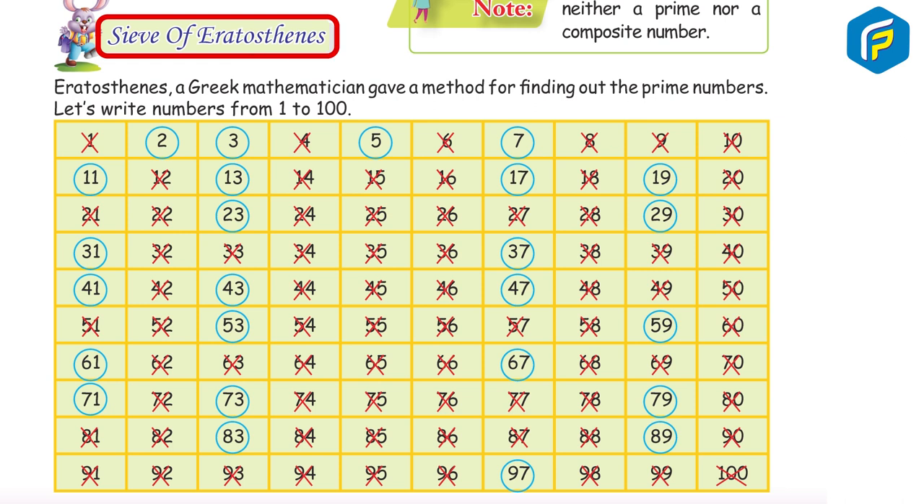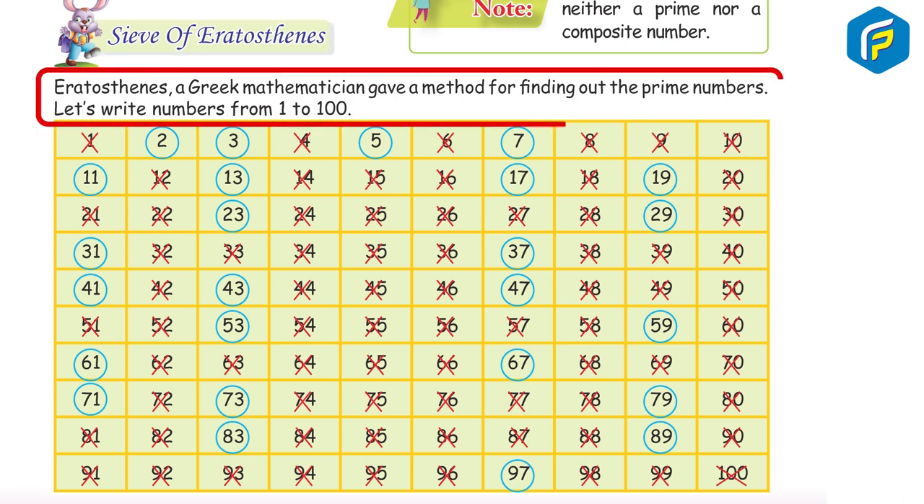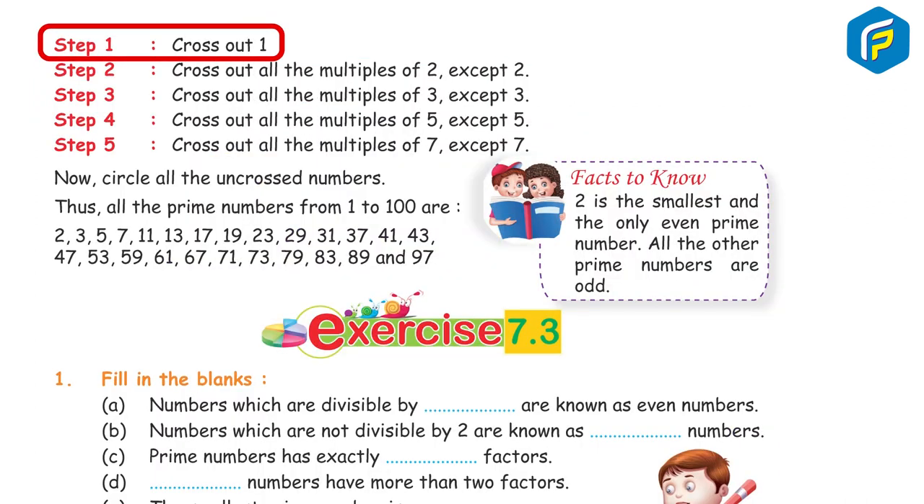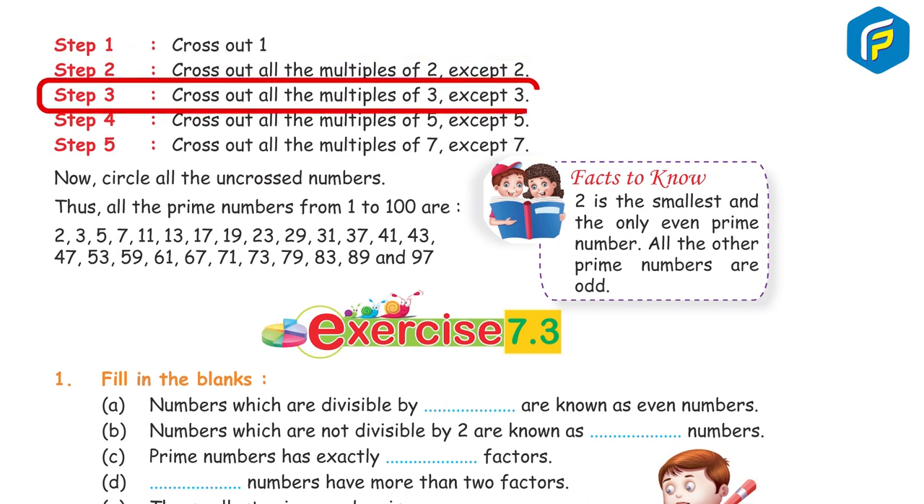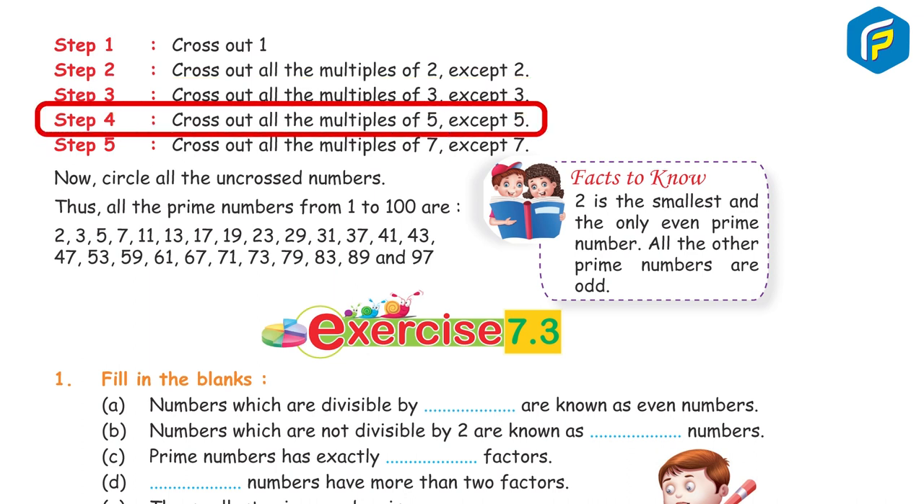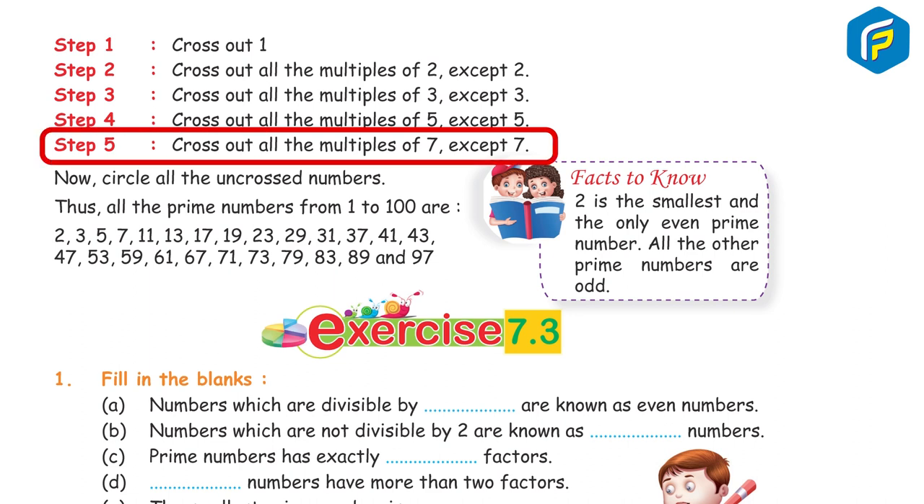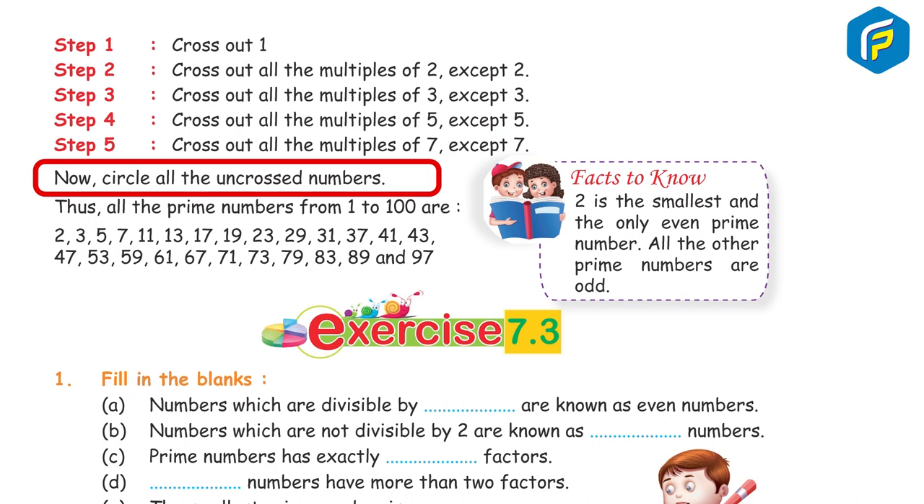Sieve of Eratosthenes. Eratosthenes, a Greek mathematician, gave a method for finding out the prime numbers. Let's write numbers from 1 to 100. Step 1, cross out 1. Step 2, cross out all the multiples of 2 except 2. Step 3, cross out all the multiples of 3 except 3. Step 4, cross out all the multiples of 5 except 5. Step 5, cross out all the multiples of 7 except 7. Now circle all the uncrossed numbers.